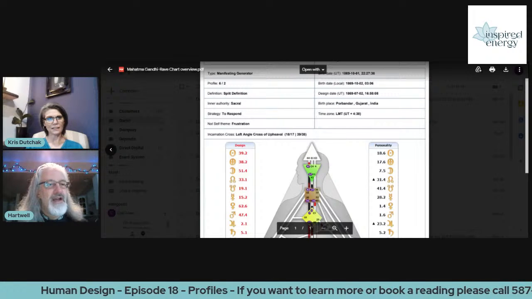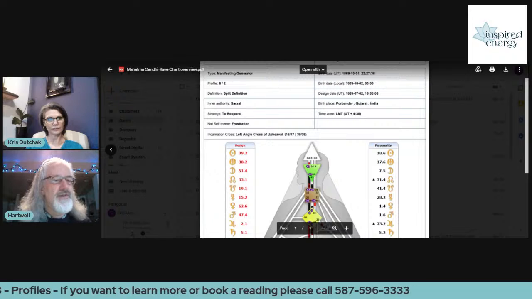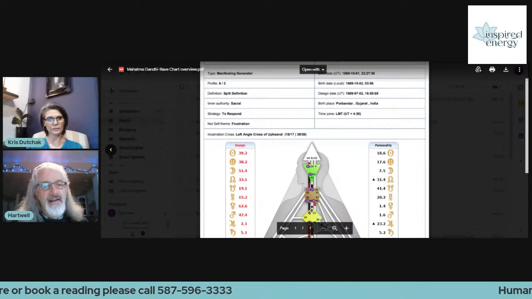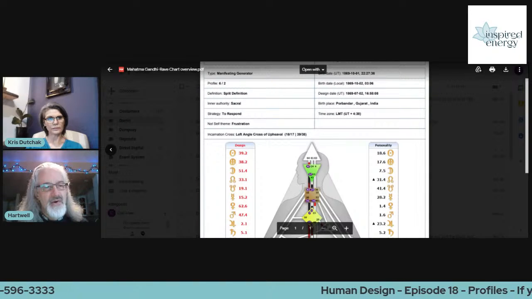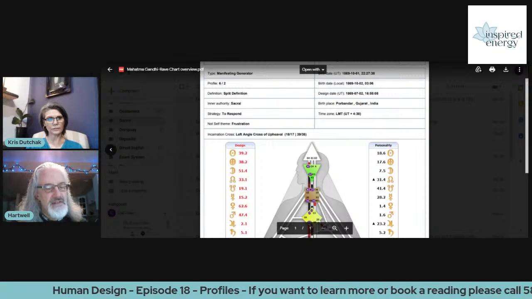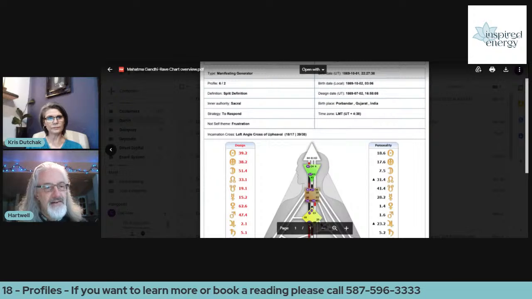It gets observed by others. There's a naturalness to it. There's a genius to it. There's a freedom to it. The third line is like the transition between the lower floor and the upper floor. We've got the second line, the hermit. The first line was the investigator. And then the third line is the martyr, the trial and error line.